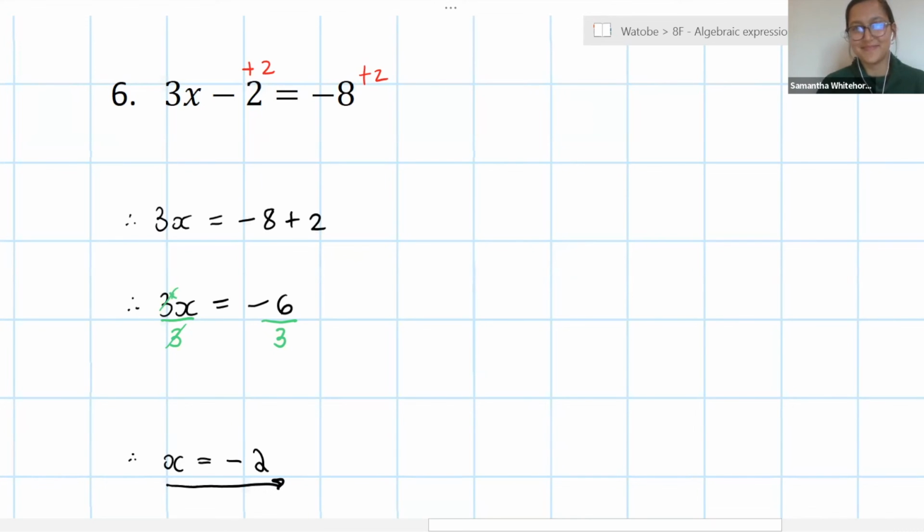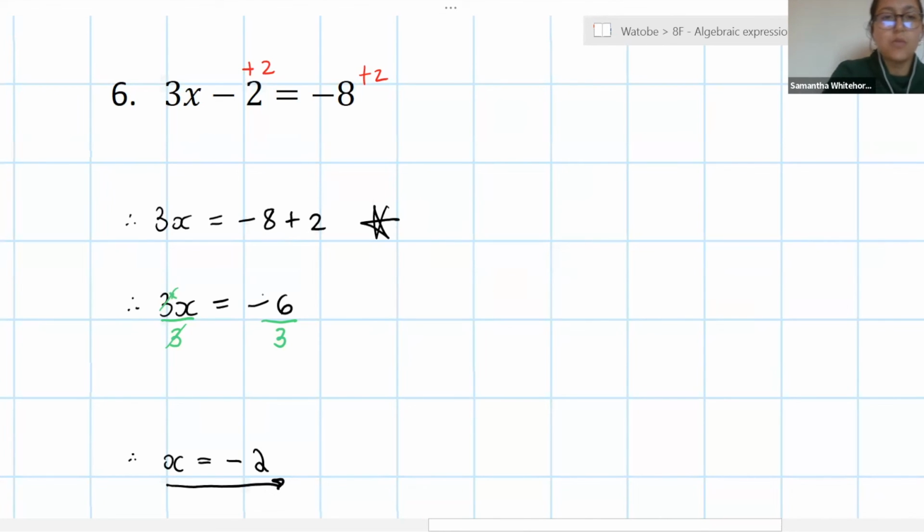Hello. Hi, ma'am. Am I audible? Yes, you are. Okay. Ma'am, I don't understand question 6. Can you please explain it again? Okay, so do you understand the step over here where we added 2 on both sides? Yes, ma'am. Okay, and do you understand the step here where we divided by 3 on both sides? No, ma'am. Okay, cool. So from the second step, if we say -8 plus 2, we get a -6. Okay, that's just from addition.